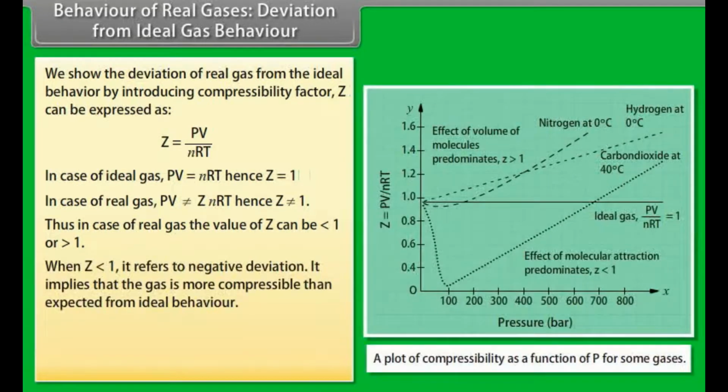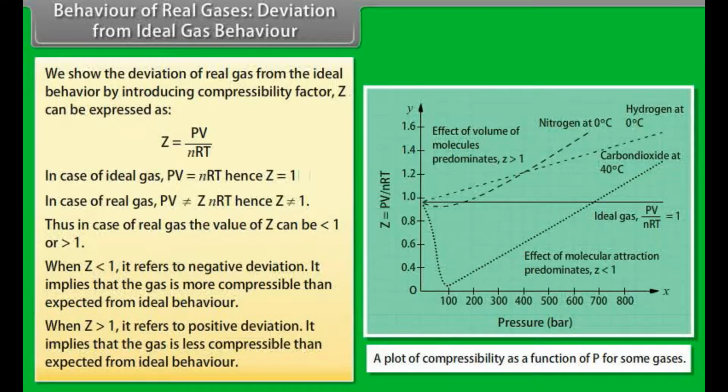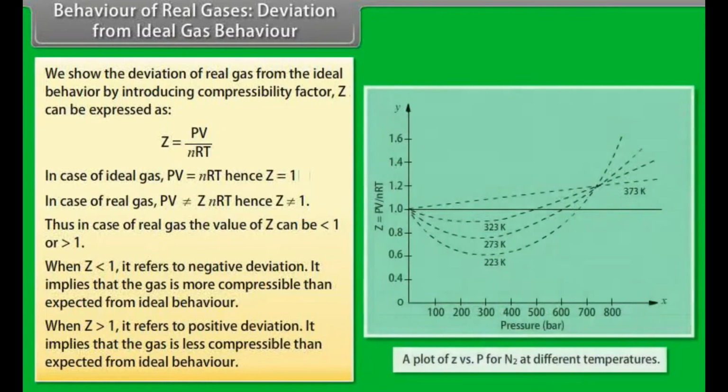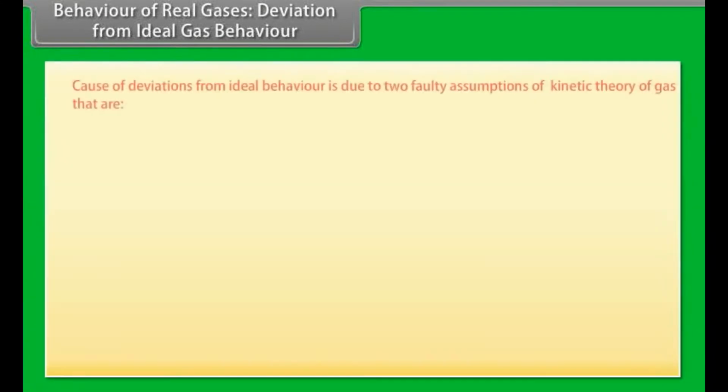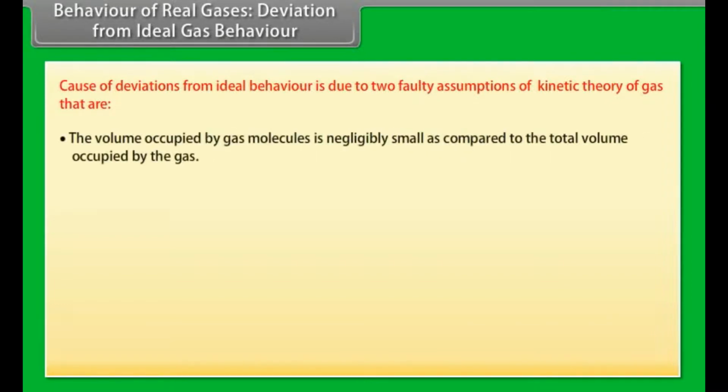When Z is less than 1, it refers to negative deviation. It implies that the gas is more compressible than expected from ideal behavior. When Z is greater than 1, it refers to positive deviation. It implies that the gas is less compressible than expected from ideal behavior. The cause of deviations from ideal behavior is due to two faulty assumptions of kinetic theory of gas, that are: the volume occupied by gas molecules is negligibly small as compared to the total volume occupied by the gas. The forces of attraction between gas molecules are negligible.